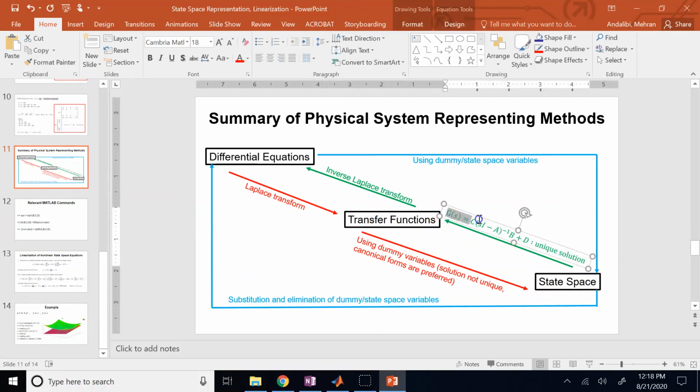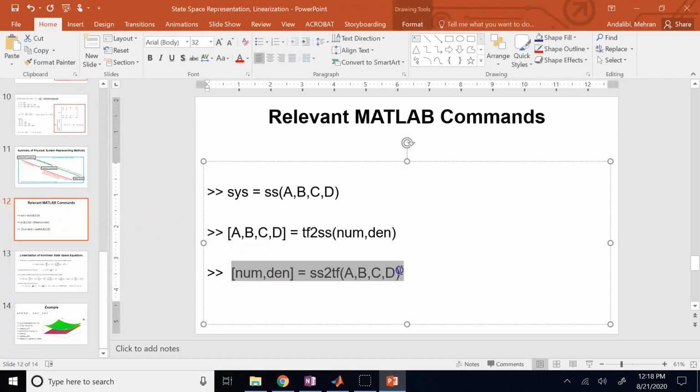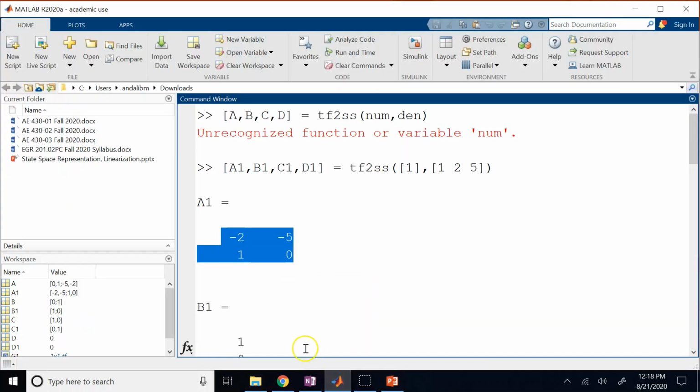In other words, I want to implement this formula. Can I get a numerator and a denominator? Yes, and this time it should be a unique solution. So regardless of which one of those A, B, C, or A1, B1, C1, D1 I use, the result should not be any different. So take a look here.